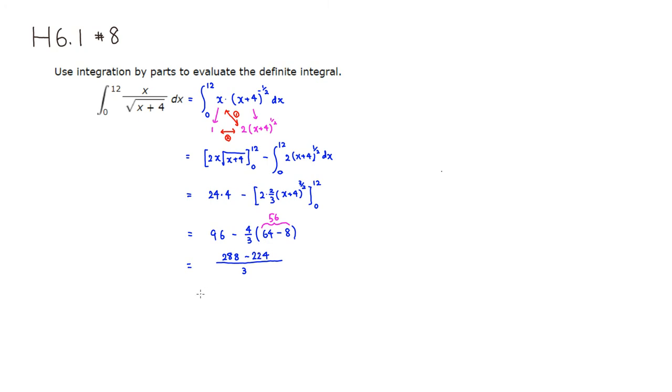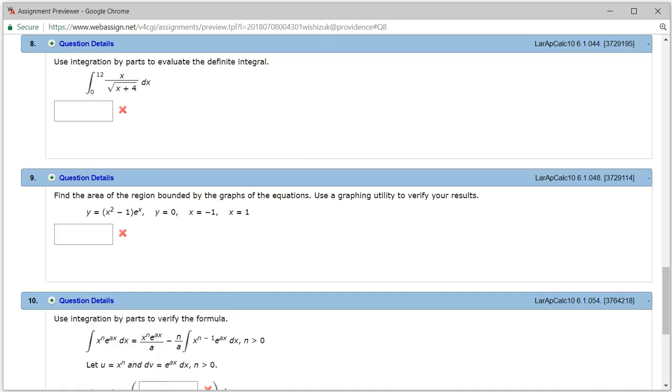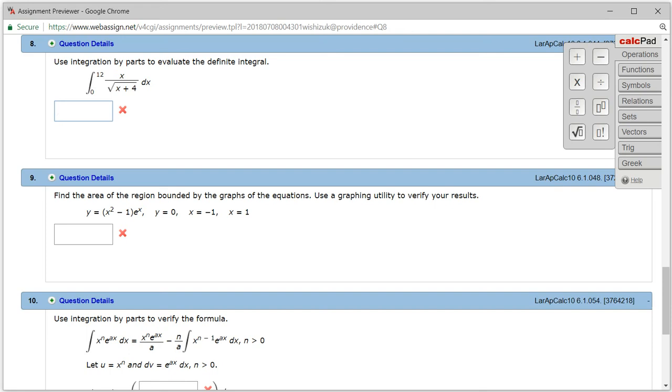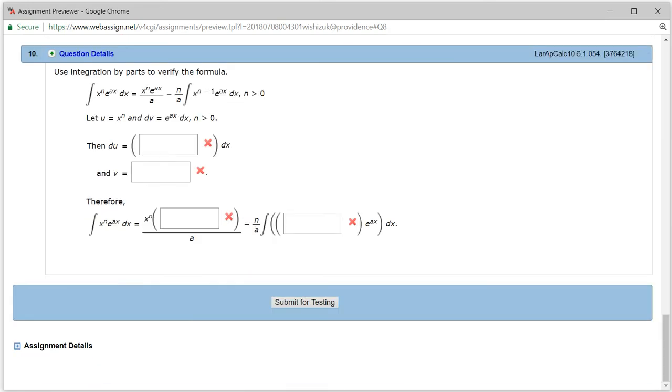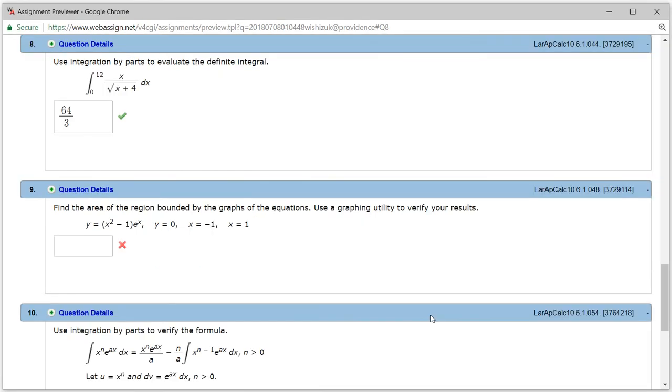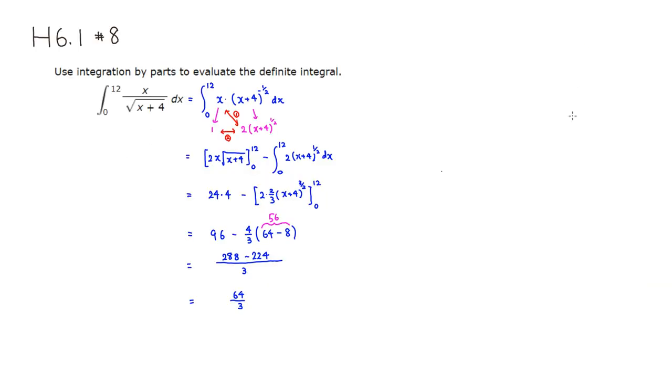So this is going to be equal to 8 minus 4 is 4, and 8 minus 2 is 6, and this is over 3. So we got 64 over 3. Let's type it in. We got 64 over 3. Let's check the answer. Submit for testing. It came back and looks like we got this one correctly. That's it. I hope that this was clear.